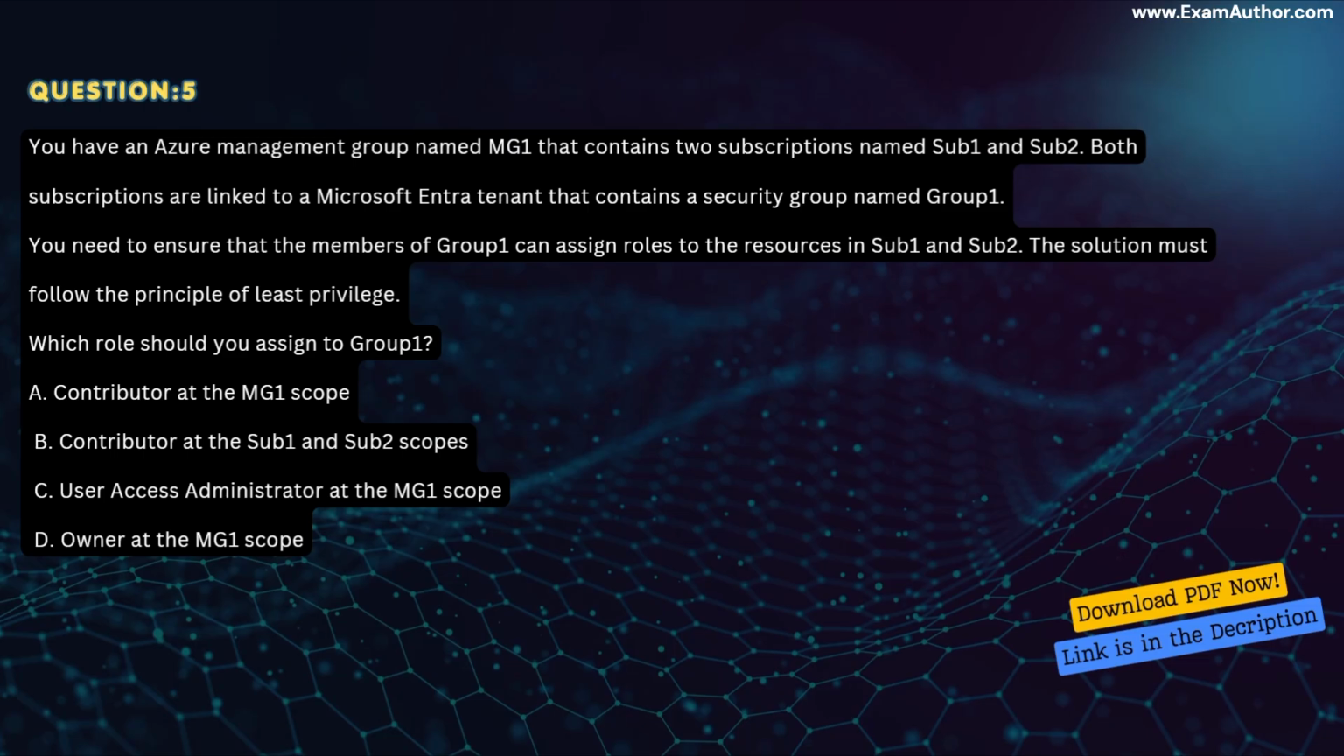Which roles should you assign to Group 1? A. Contributor at the MG1 scope. B. Contributor at the Sub 1 and Sub 2 scopes. C. User Access Administrator at the MG1 scope. D. Owner at the MG1 scope. Correct answer: C. User Access Administrator at the MG1 scope.